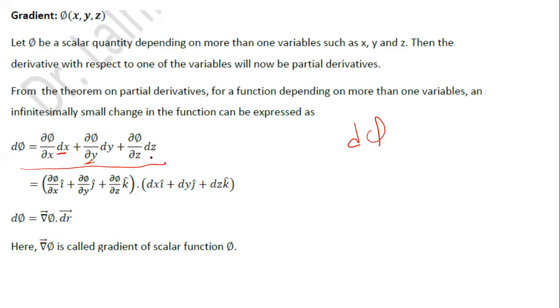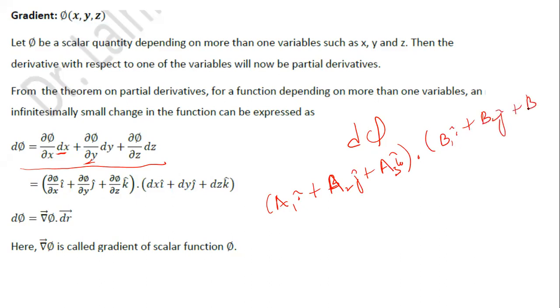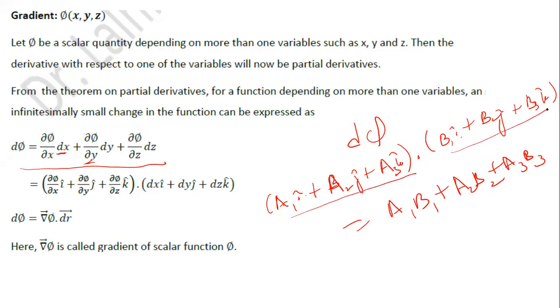Okay, now I think everybody knows the principle behind the dot product. For example, if you take a dot product between a1 i cap plus a2 j cap plus a3 k cap, and b1 i cap plus b2 j cap plus b3 k cap, you see that i dot i will be 1, so you get a1 b1 plus a2 b2 plus a3 b3. This is equivalent to writing vector a dot product with vector b.